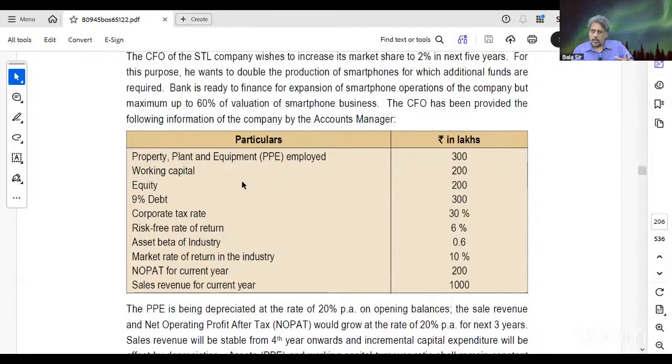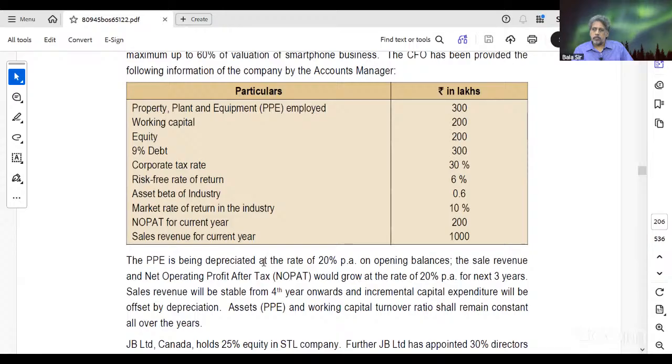Next, NOPAT for current year 200 lakhs. That is NOPAT, nothing but the net operating profit after tax. It is rupees 200 lakh. Next, sales revenue for current year 1000 lakhs. Then the PPE is being depreciated at the rate of 20% per annum on the opening balance. Remember, the 300 lakh is the closing balance for the current year, which will be the opening balance for the next year. Have that in mind.